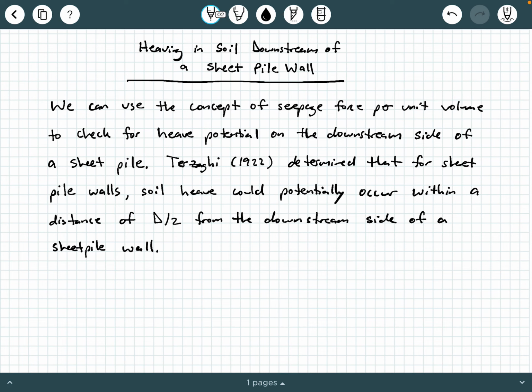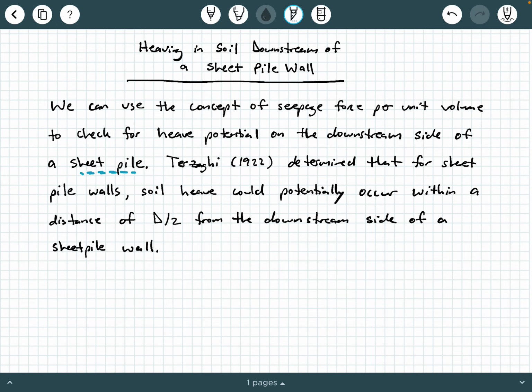Hey everybody, Dr. A here, and in this video we are going to be discussing heaving in soil downstream of a sheet pile wall. So let's go ahead and get started. It turns out that we can use the concept of seepage force, which we talked about in a previous video, per unit volume to check for heave potential on the downstream side of a sheet pile wall.